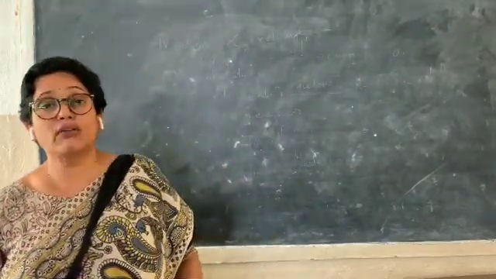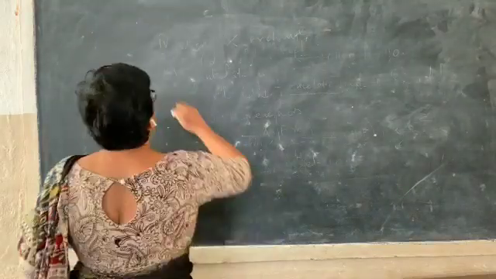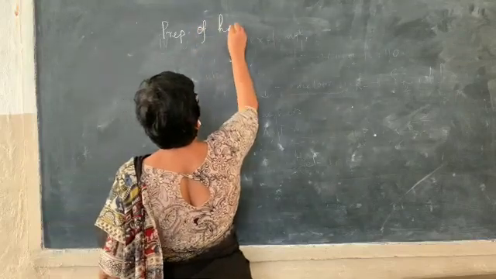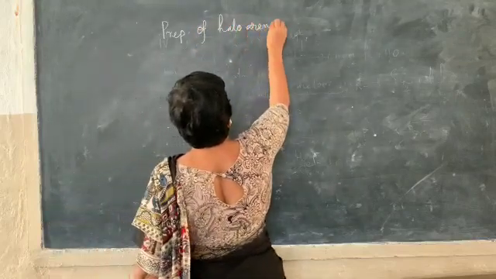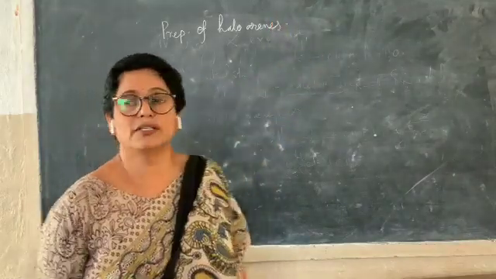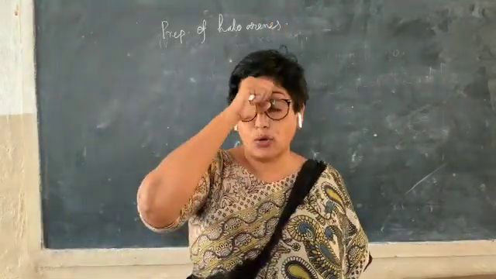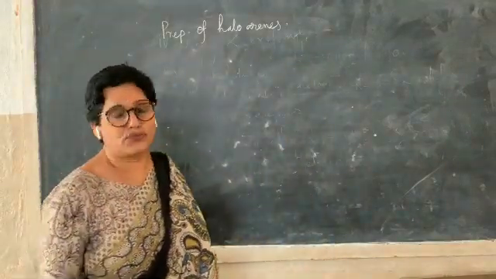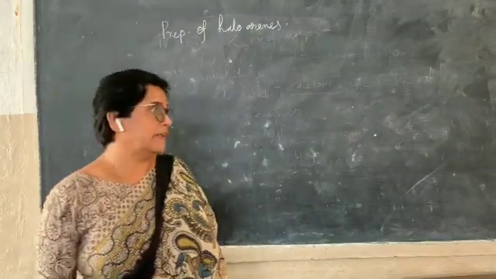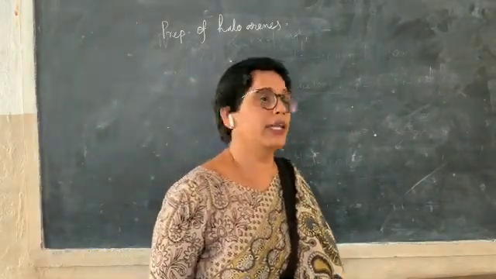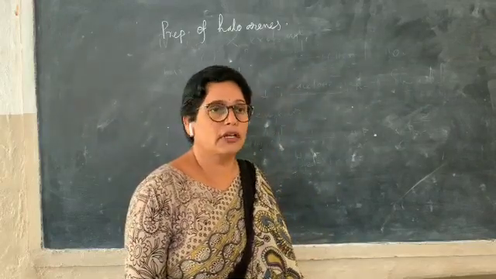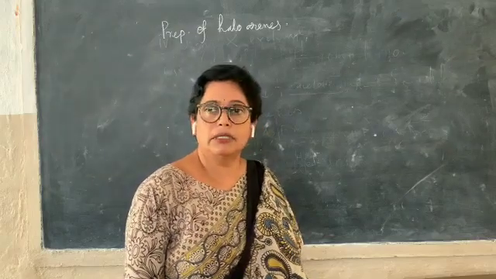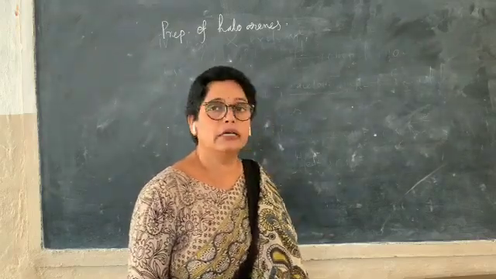Okay. Preparation of haloarenes. Write down the heading. What is meant by haloarenes? Halogen derivatives of aromatic compounds. Halogen derivatives of alkanes are known as haloalkanes. Halogen derivatives of arenes or aromatic compounds are called haloarenes.